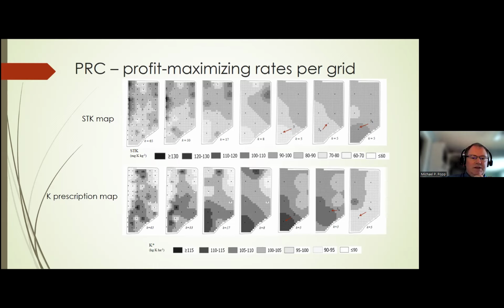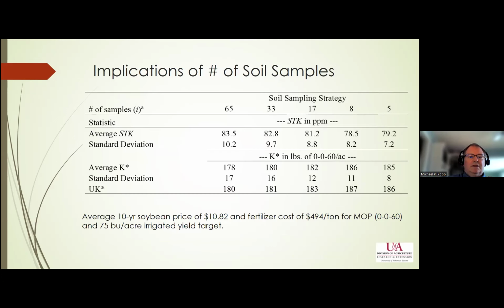What's the economics of that, though? Assuming I use this prescription map and applied it to the field with this underlying STK information, we get changes in what the average STK is for the field. And then you can say, okay, the average STK is what would drive my uniform rate recommendation. Or I could go for each grid and apply the profit maximizing rate in each grid.